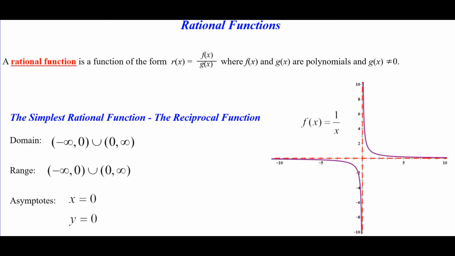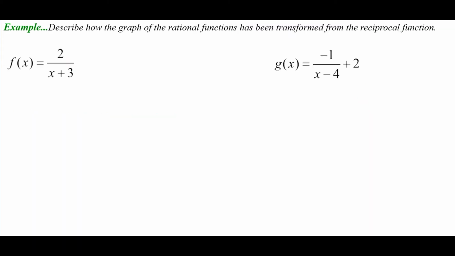The simplest rational function that we've discussed is 1 over x, the inverse function from our basic functions, which has domain all real numbers except 0, range all real numbers except 0, and has asymptotes on the x and y axis. If we look at some basic transformations, these are written in fraction form.